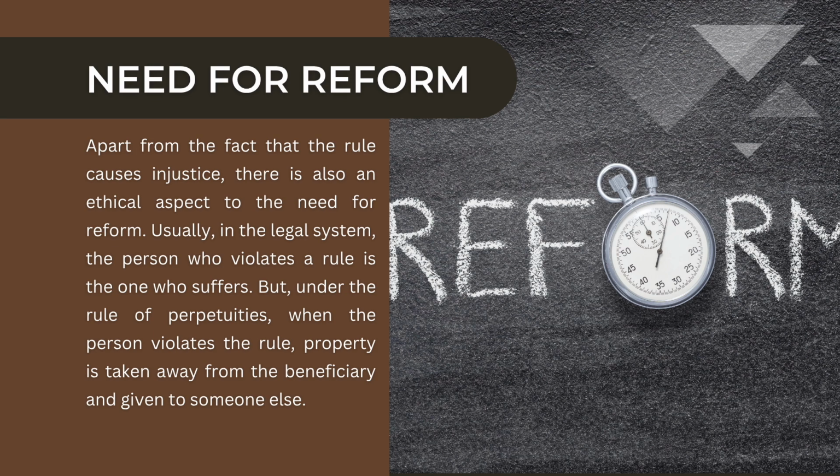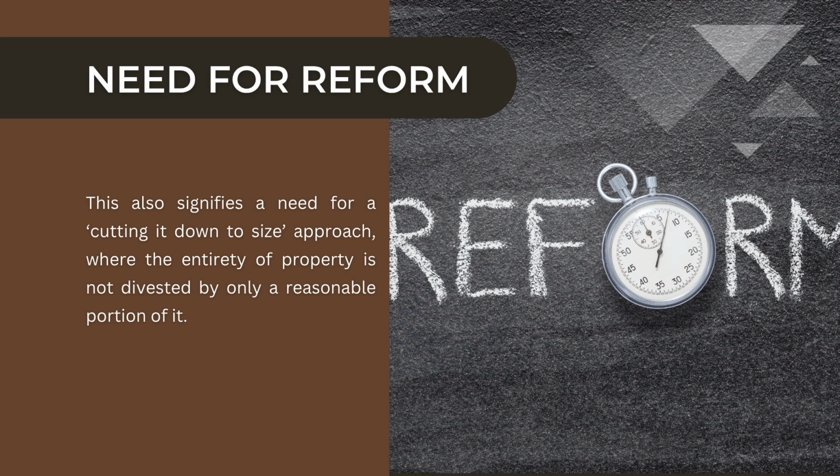There is also an ethical aspect to the need for reform. Usually, in the legal system, the person who violates the rule is the one who suffers. But under the rule of perpetuity, when the person violates the rule, property is taken away from the beneficiary and given to someone else. This also signifies a need for a cutting it down to size approach, where the entirety of property is not divested but only a reasonable portion of it.